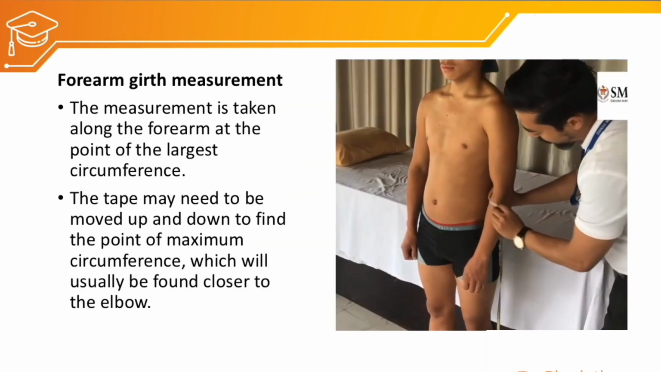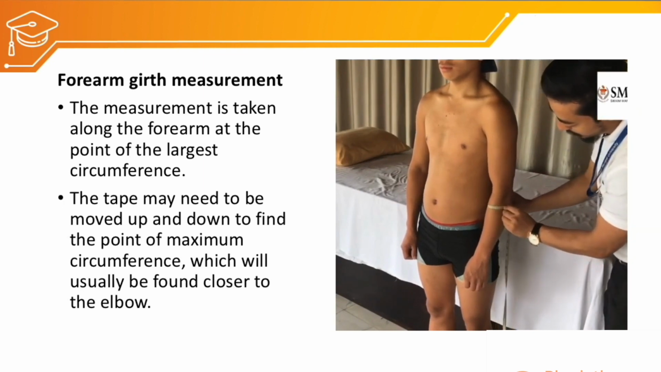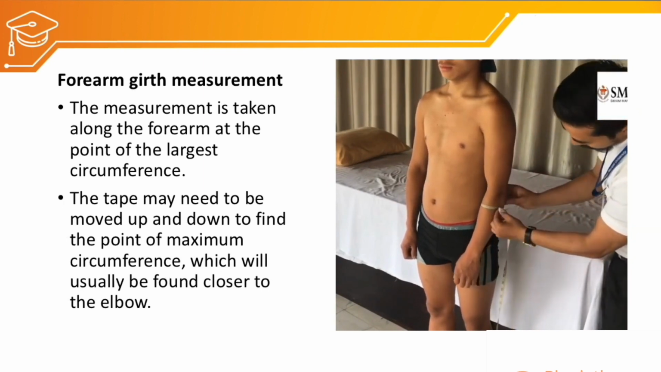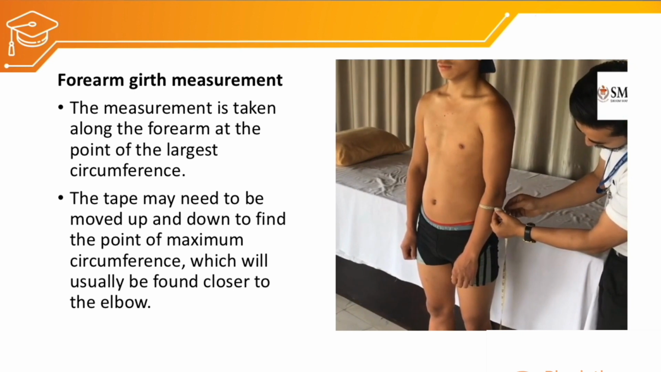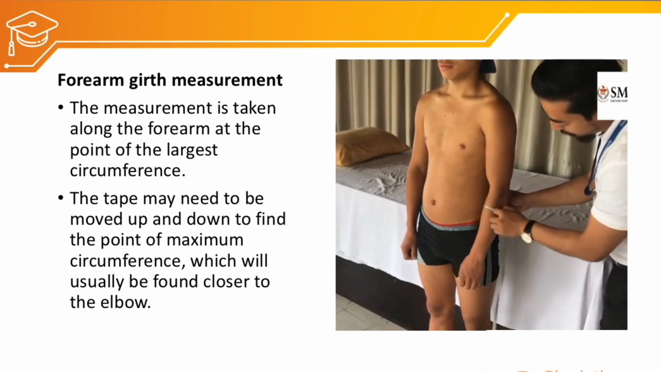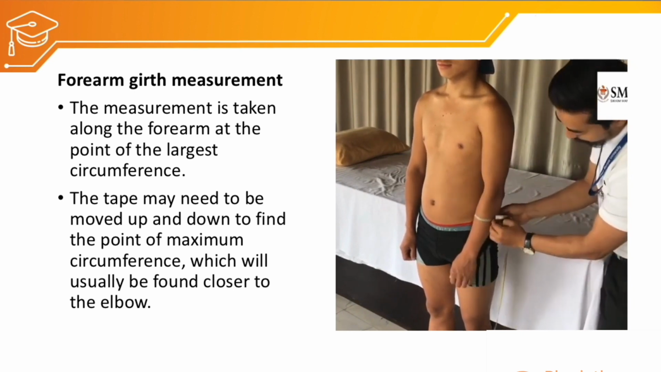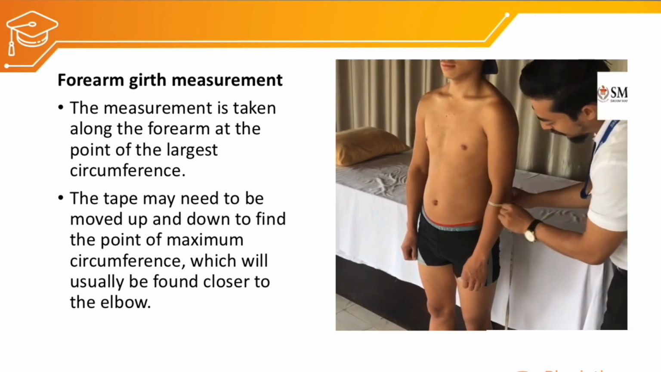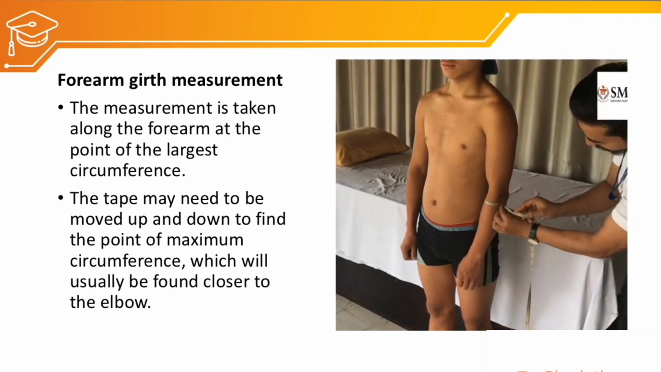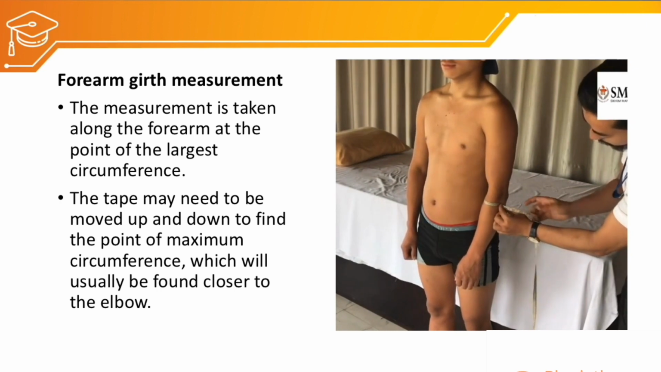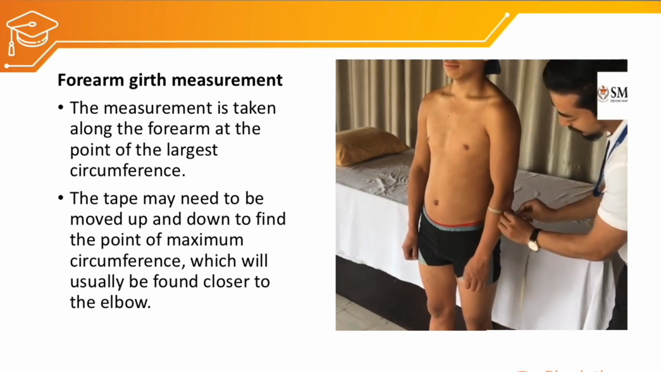For measuring the forearm girth, the measurement is taken along the forearm at the point of the largest circumference. So the largest circumference of the forearm is mostly found closer to the elbow. If we are not confident with the largest point of the forearm, we can take 3 measurements near the elbow and then take the largest measurement as our girth measurement of the forearm.